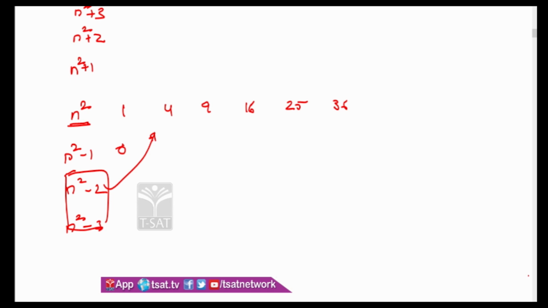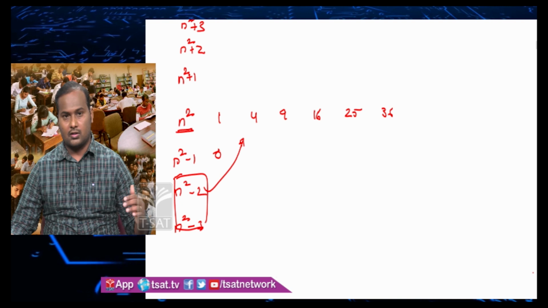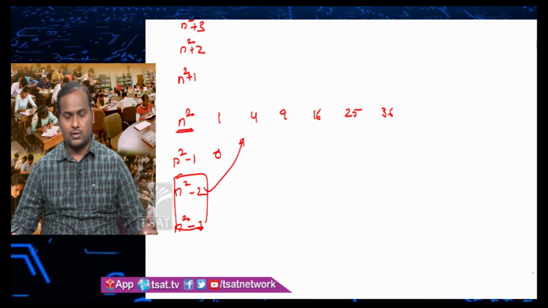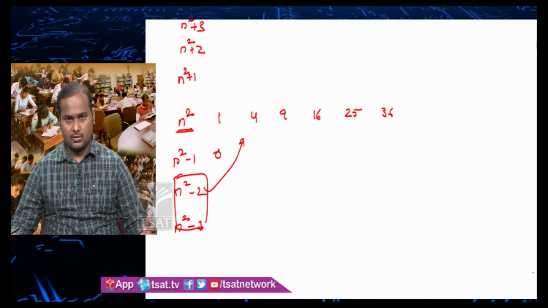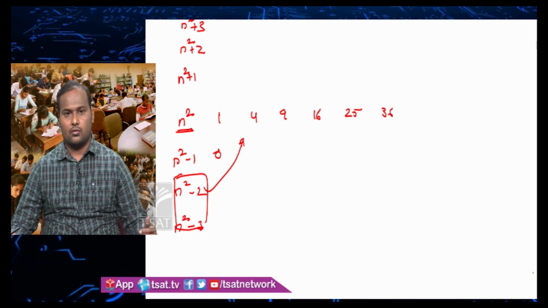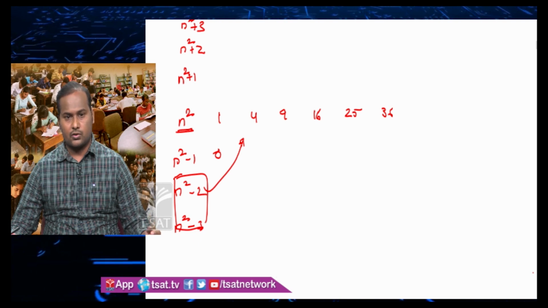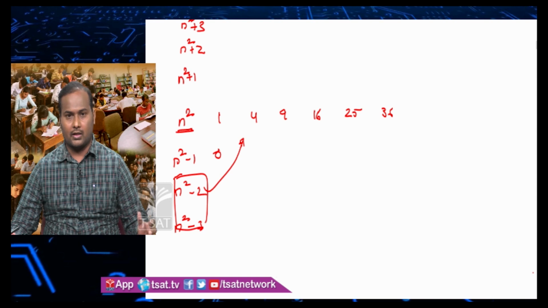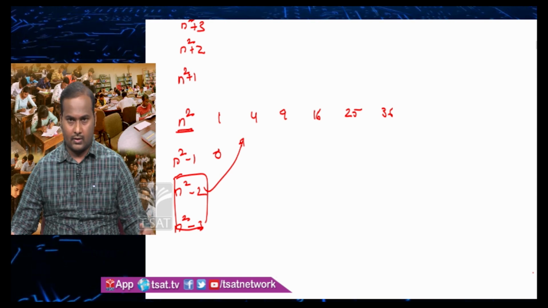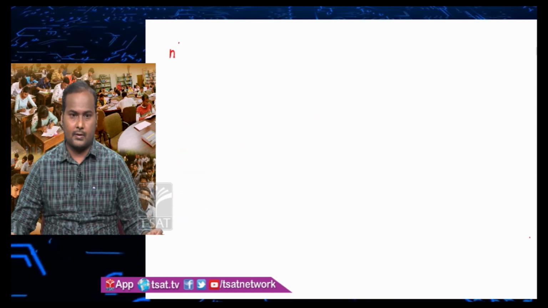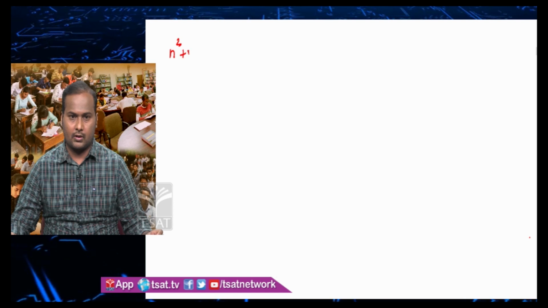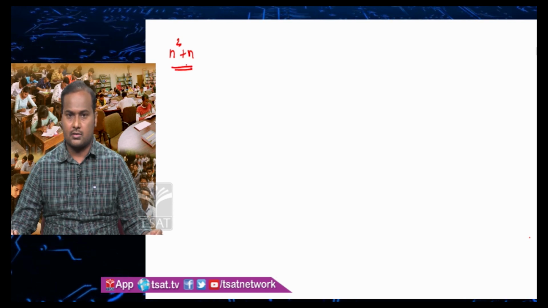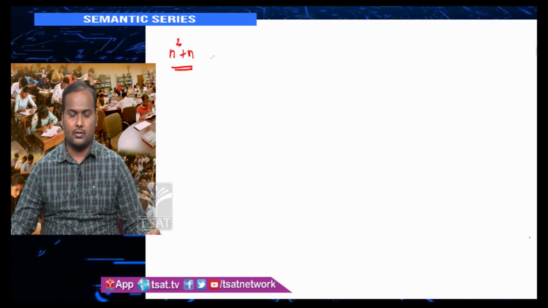So one needs to make notes of all the squares, that is n square plus 1, n square plus 2 and n square plus 3. In the same way, you make the notes of n square minus 1, n square minus 2 and n square minus 3, and just keep it in mind. So whenever you see it in the examination, you will get the answer very fast. N square plus n is very, very important in the examination. The n square plus n pattern is very, very important.